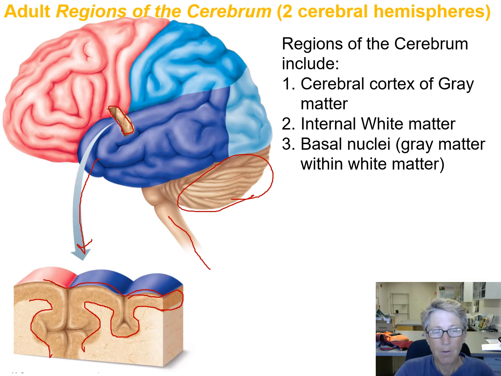And then deep to the cerebral cortex, which is made of gray matter, is this white stuff called white matter. And then within the white matter, but not really in this cartoon, you have little specks of gray matter, and that's called the basal nuclei.